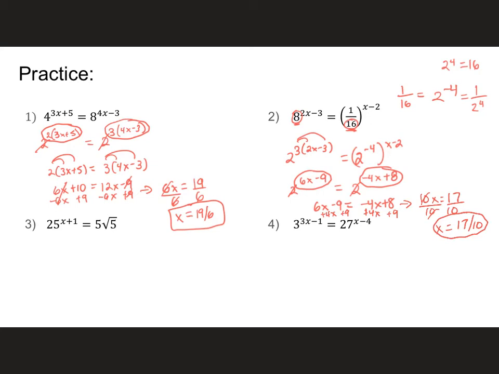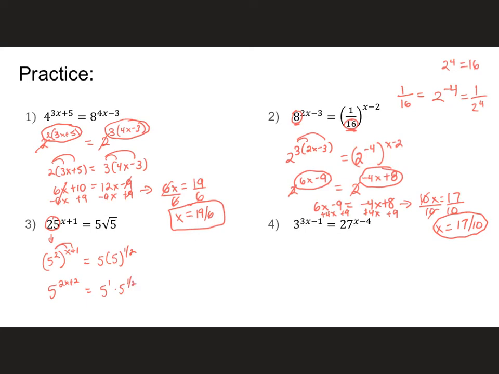Now looking at number 3, we got 25 raised to the x plus 1 equals 5 root 5. So I need to rewrite both sides with a base of 5. So 25 I'm going to rewrite as 5 squared raised to the x plus 1 equals 5 root 5, which is really 5 times 5 to the 1/2. We learned that yesterday, that a square root we can rewrite as a rational exponent of 1/2. And so if I clean this up, I got 5 to the 2x plus 2 equals 5 to the first times 5 to the 1/2.